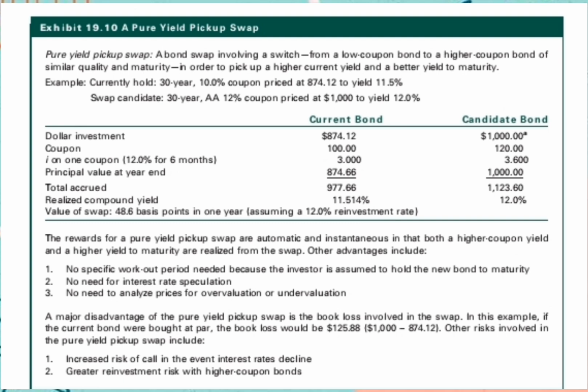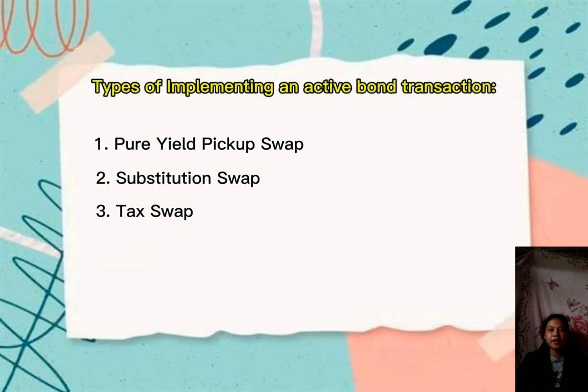The swap's advantage is the immediate increase in yield, eliminating the need for market timing or price analysis. However, a key disadvantage is the book loss incurred from selling the current bond below its purchase price. In this case, it is $125.88.